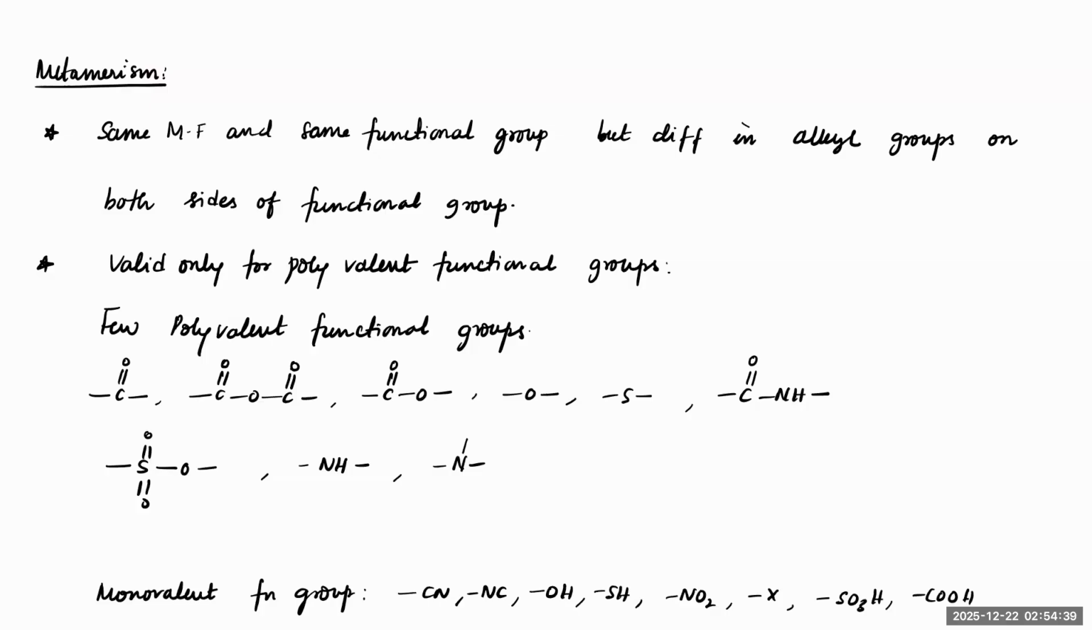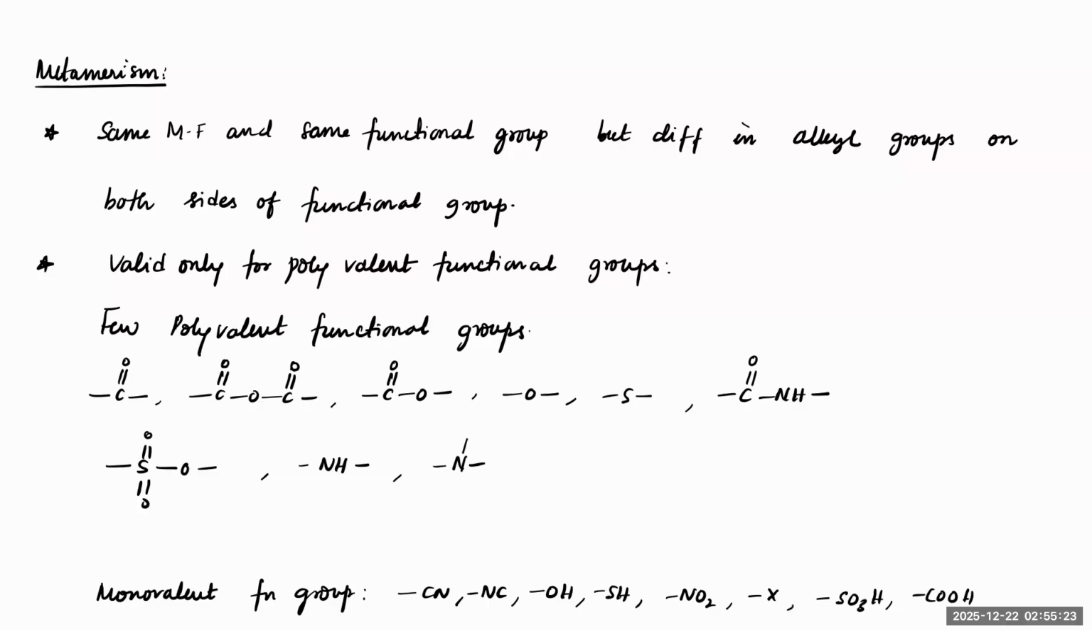See, if the molecular formula is the same and the functional group is also the same, but a different number of alkyl groups are present on both sides of the functional group, then metamerism is observed. Both sides of the functional group means the functional group should be such that on the left-hand side and right-hand side, it can make different connections. There, the number of alkyl groups should vary, which makes it an important condition that metamerism is only possible with polyvalent functional groups.